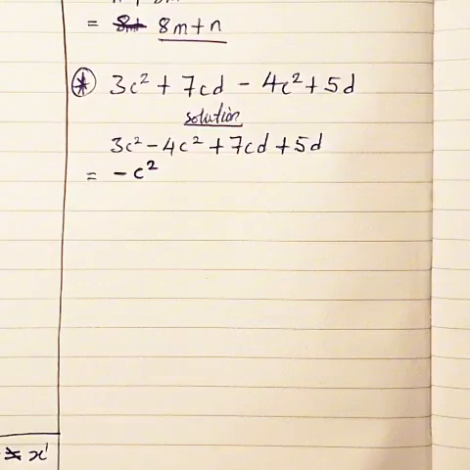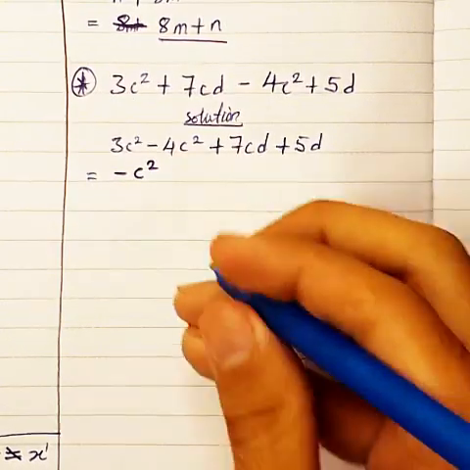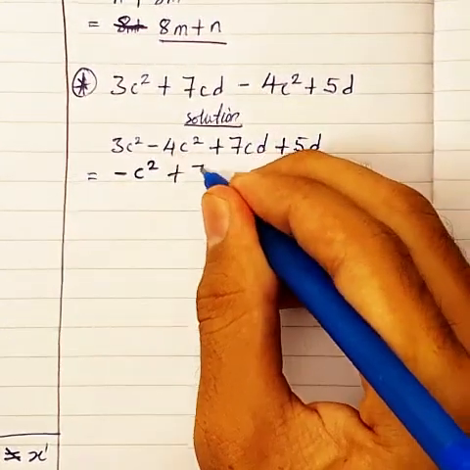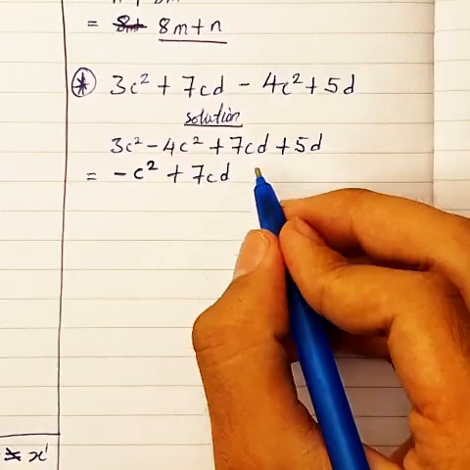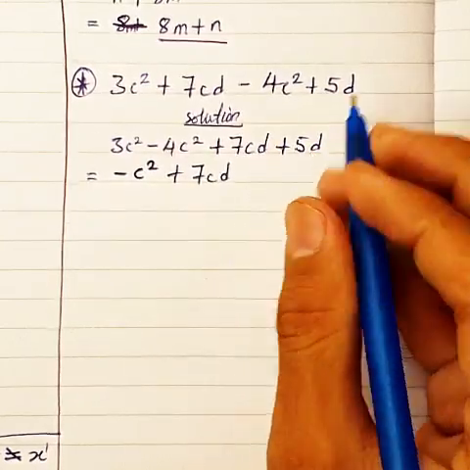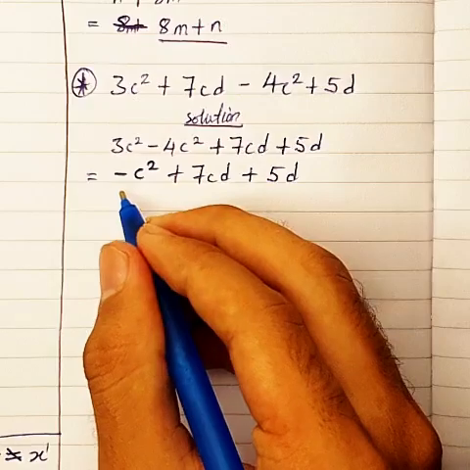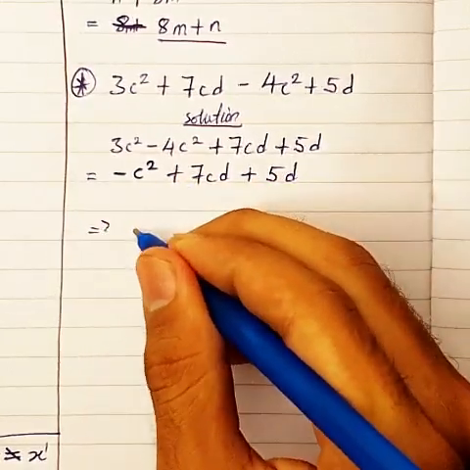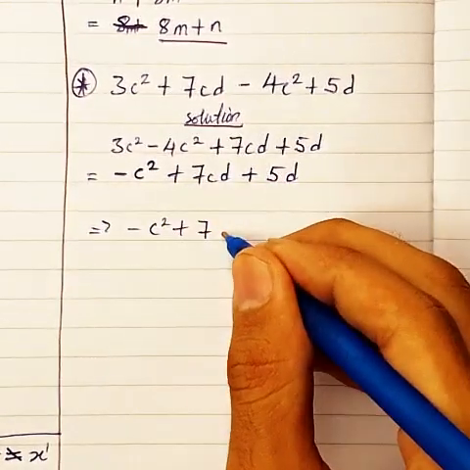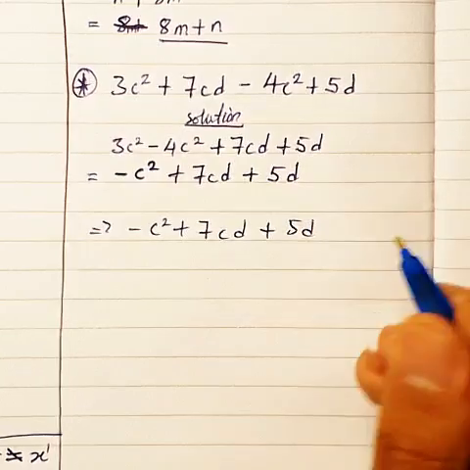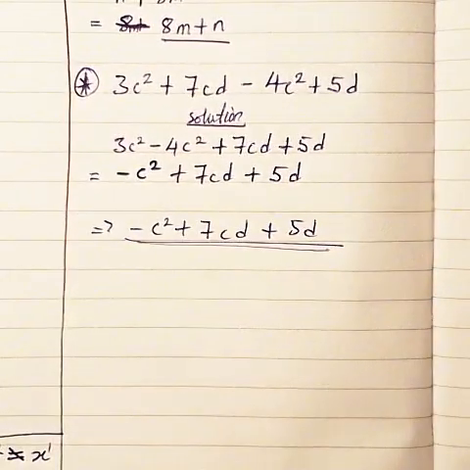The next value we get is 7cd. Any other similar value? It has no other similar value, so we leave it as it is. So like this one and this one, cd and d are not the same, so we do not add them. So 5d. So this is the answer. Let me write it more clearly: minus c squared plus 7cd plus 5d. So this is the answer.